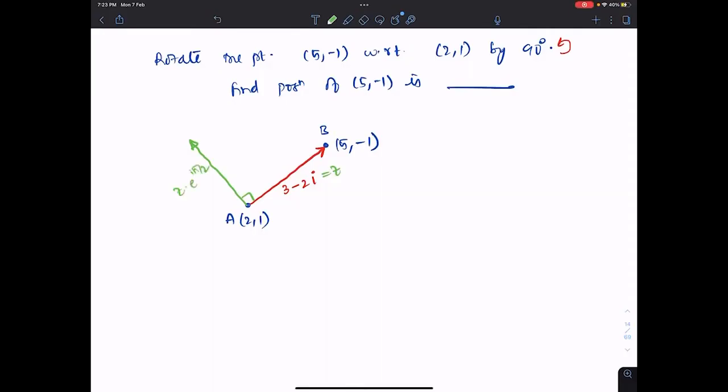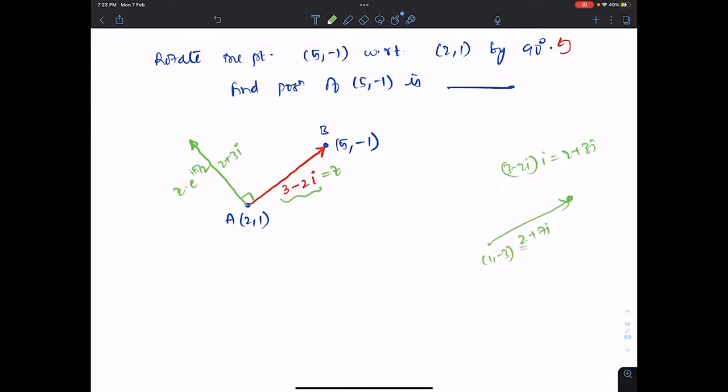Agreed? What is e power i pi by 2? It is i only, no? So this z, if you multiply with i, you will get 2 plus 3i, no? Correct? 3 minus 2i into i, it will be 2 plus 3i only, no? You know that vector. So for example, if I know the point 1 comma minus 3, and I know this vector 2 plus 7i, what will be the final point?